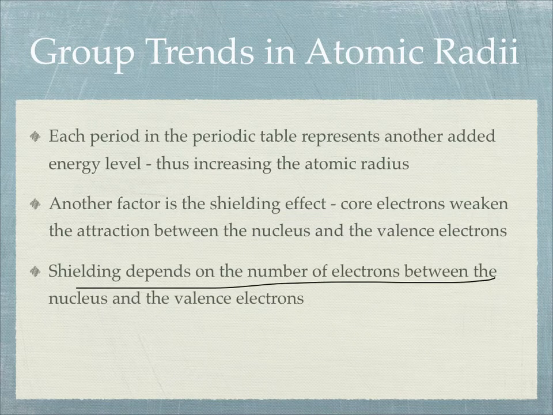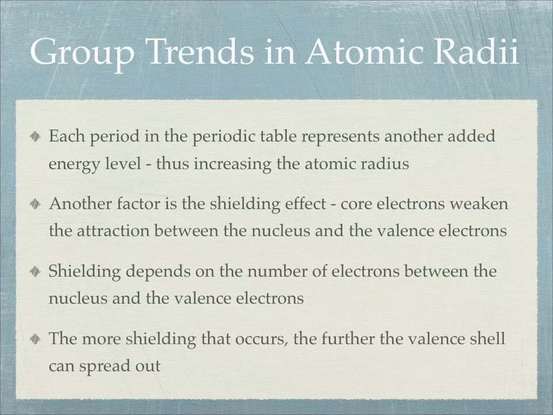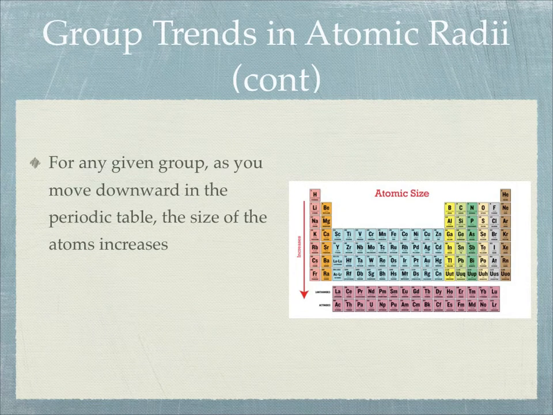So shielding depends mostly on the number of electrons that you have between the nucleus and the valence electron. As you add more and more levels, you get more and more shielding. More shielding, the farther the electron can spread out. Therefore, that's a direct trend. The more levels you add, the bigger the atom gets. So as you go down a group, and you'll see that we've got our chart here, as you go down, that would increase in size.